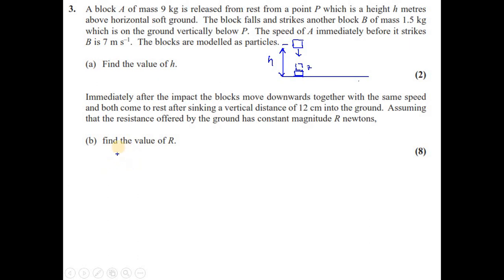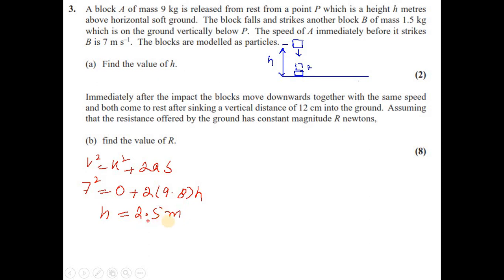How do you do that? You can use the equation v squared is equal to u squared plus 2as, where s is the distance traveled, the height. v is the final velocity at the time of impact, so 7 squared is equal to u squared, where initial velocity is 0 because the block is dropped, plus 2 into 9.8 into h. Simplifying and solving for h, h would be equal to 2.5 meters. This is the height from which the block A is dropped.